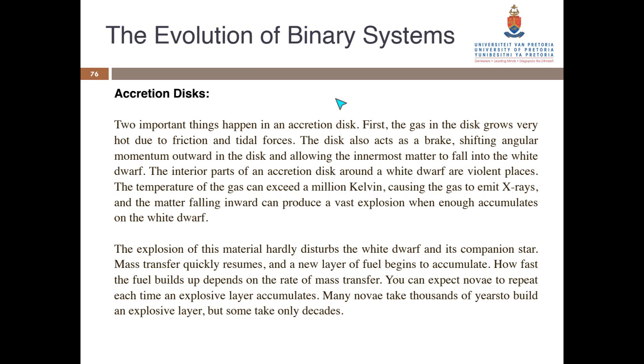And the matter falling inward can produce a vast explosion when enough accumulates on the white dwarf. The explosion of this material hardly disturbs the white dwarf and its companion star. Mass transfer quickly resumes and a new layer of fuel begins to accumulate. How fast this fuel builds up depends on the rate of mass transfer. You can expect novae to repeat each time as explosive layers accumulate. Many novae take thousands of years to build an explosive layer, but some take only decades.